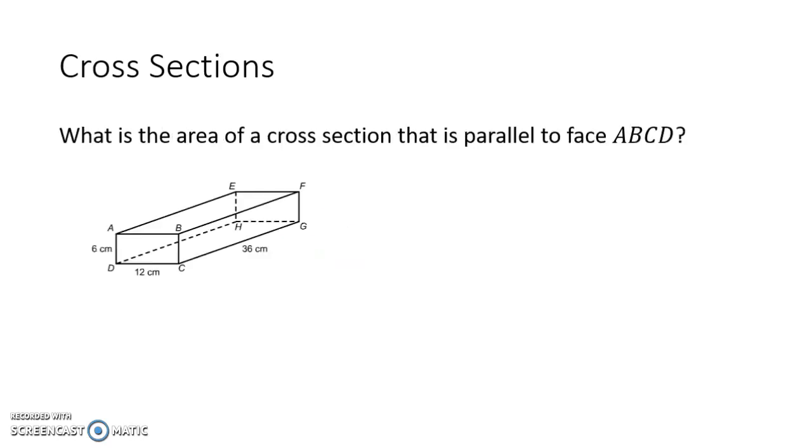All right, and then our last one that I wanted to go over was areas of those cross sections. On this one, what is the area of a cross section that is parallel to face ABCD? Notice that face ABCD, I'm going to highlight it here. If it's parallel, remember it's going to be that same shape. So ABCD's dimensions are 6 by 12, which means that a parallel cross section would also be 6 by 12, which would give us 72 centimeters squared.